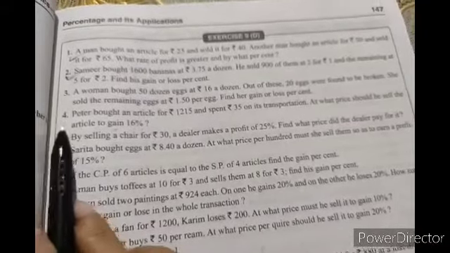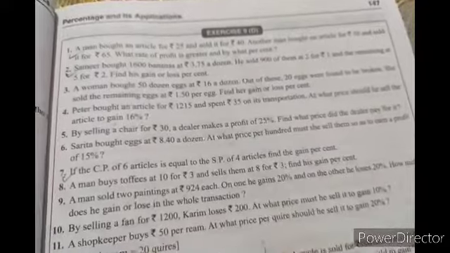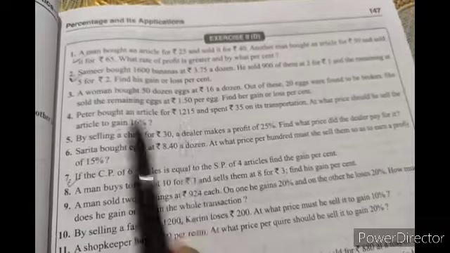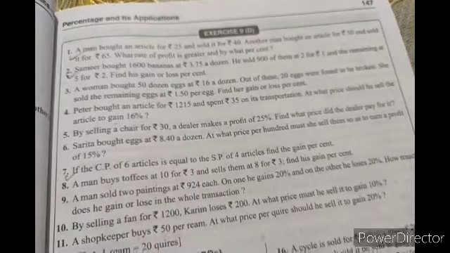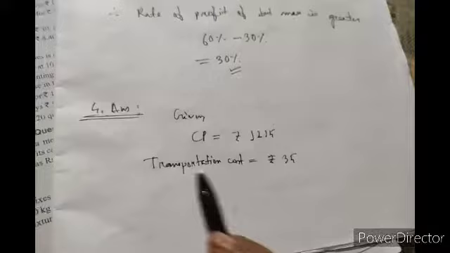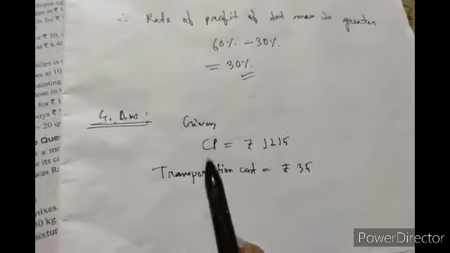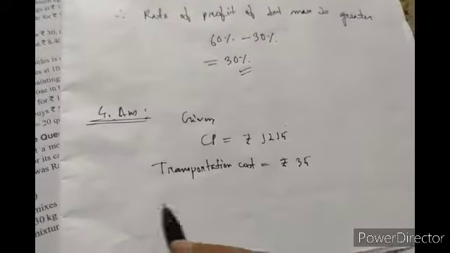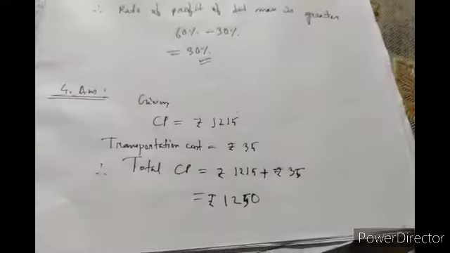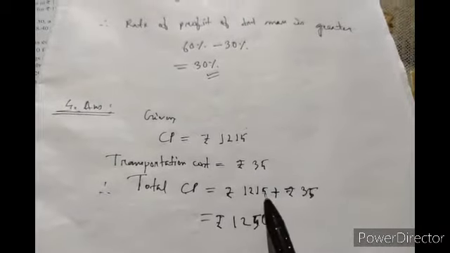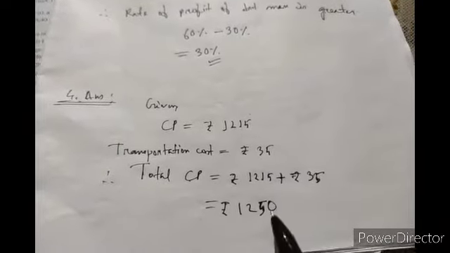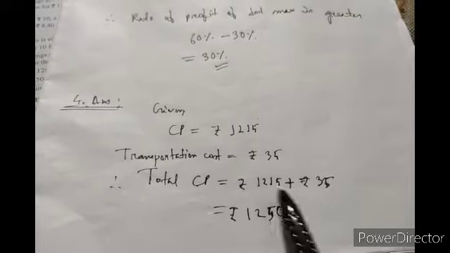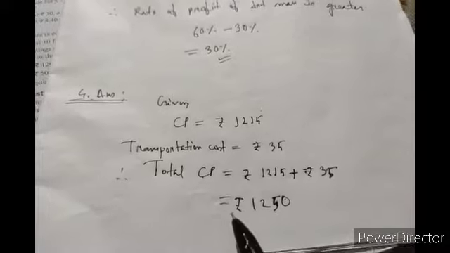So first write what is given to us. To solve any kind of question like this, always first write what is given. Cost price is rupees 1215 and transportation cost is rupees 35. I am simply writing the information from the question. Therefore, total cost price: simply add 1215 and 35. 5 plus 5, 10, remainder 1, 3 plus 1, 4, 4 plus 1, 5, and 1, 2. So total cost price is 1250.